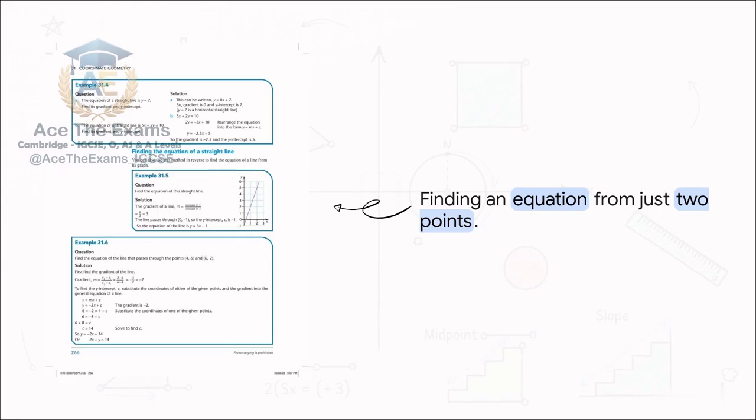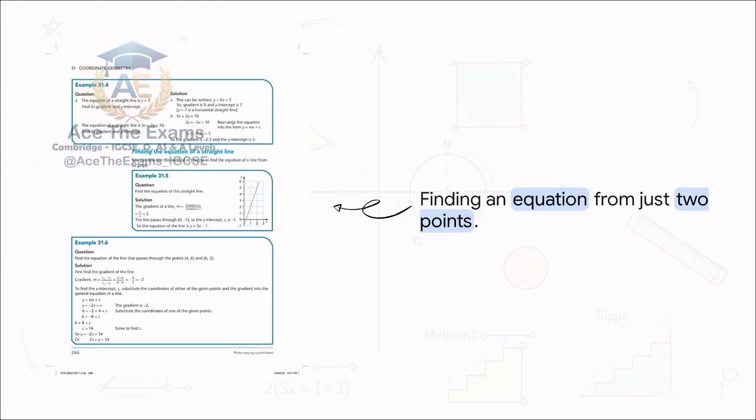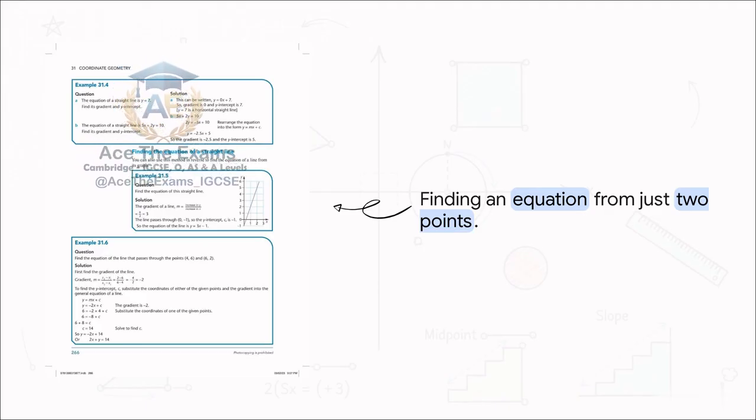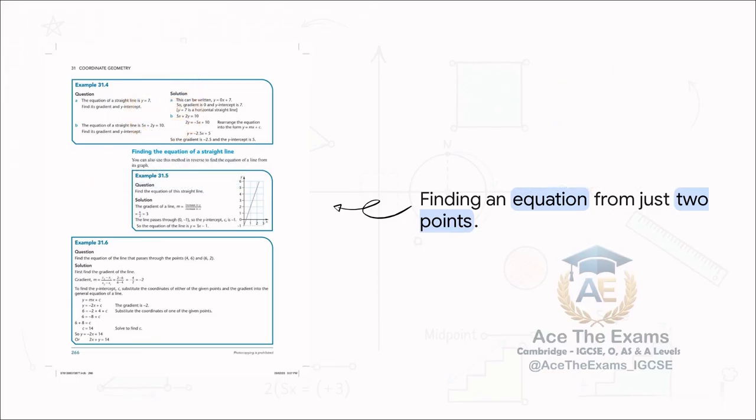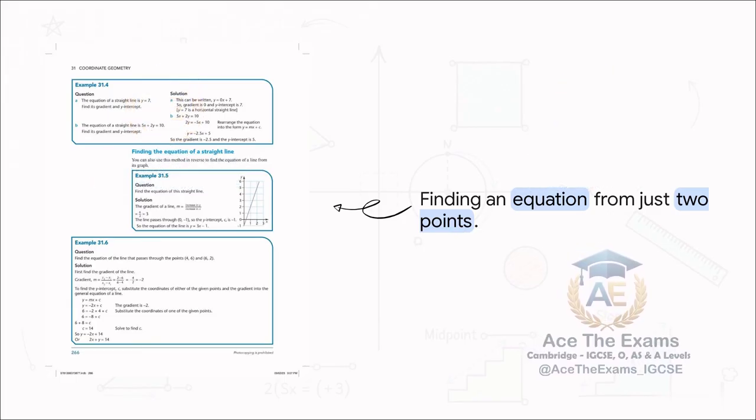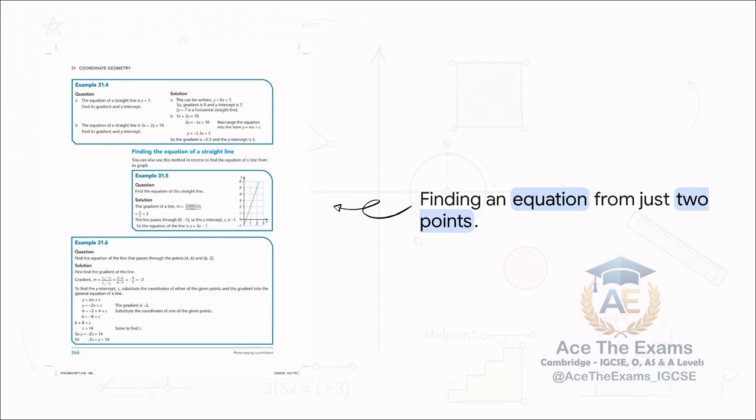Let's look at a real example from the text to see how this works in practice. Imagine you are only given two lonely points on a massive graph, (4, 6) and (6, 2). How on earth do we build an entire line equation from just that? Well, first we reach for our gradient tool, (y2 - y1) over (x2 - x1). That gives us a gradient, or our m, of -2.